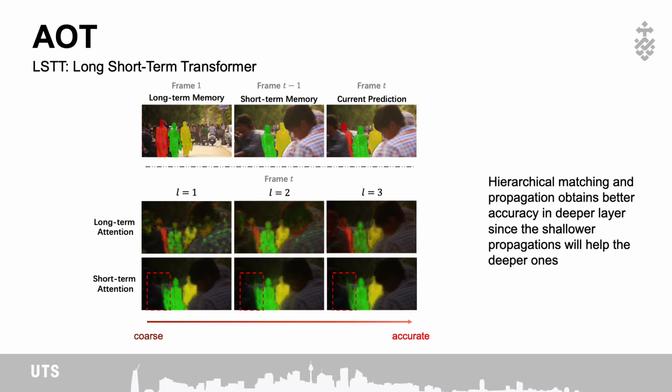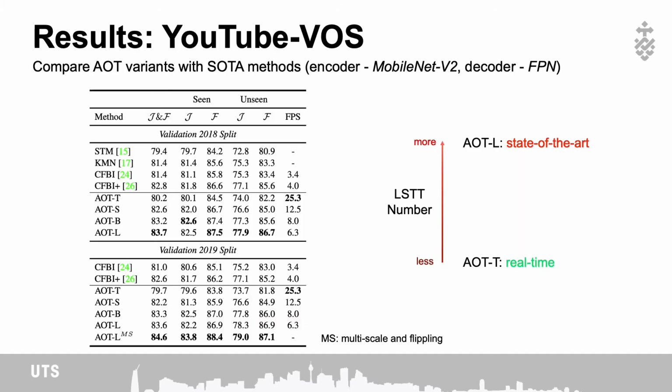Besides, since the right person is occluded in the previous frame, the short-term attention fails to match her, but we still predict the right person correctly because of the accurate long-term attention in deep layers.